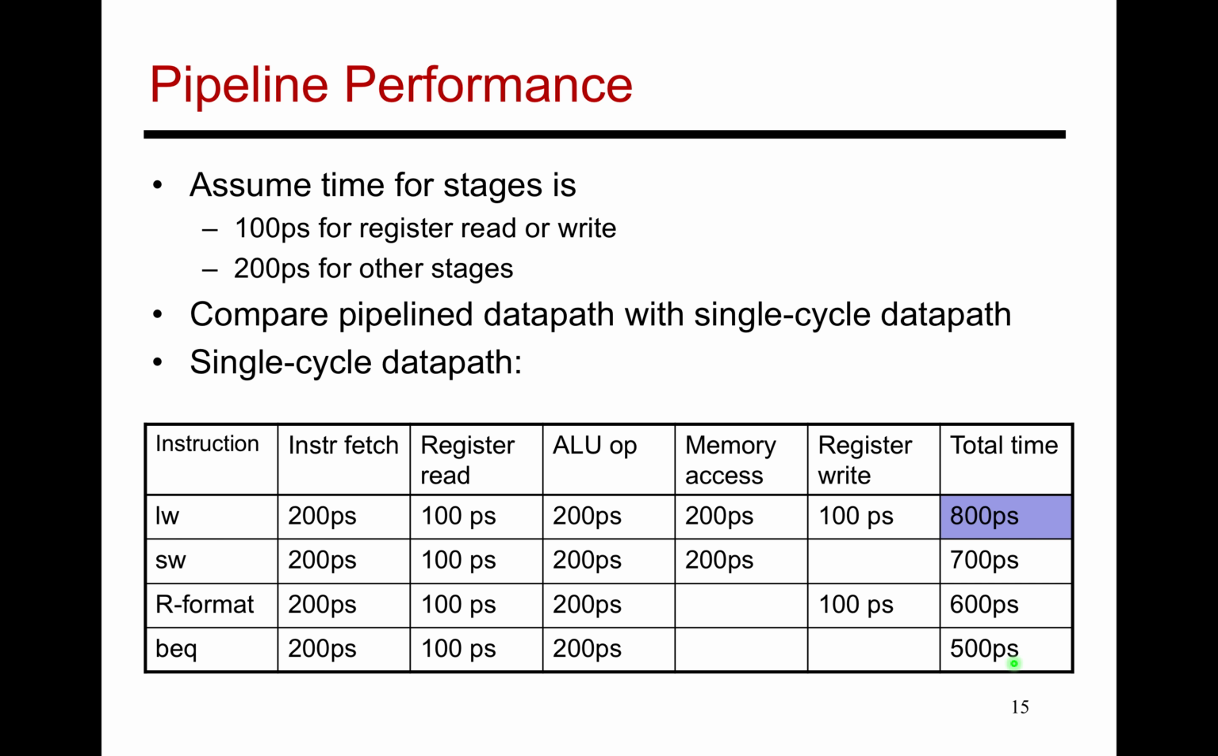Now, as I said before, for a single cycle data path, the length of the clock cycle is decided by the slowest operation, or by the critical path. In this case, the slowest operation is load word, which takes 800 picoseconds to complete. And that decides the length of the clock cycle for the single cycle data path. So even though these other instructions take less time to complete, the length of the clock cycle would still be 800 picoseconds for our single cycle data path.